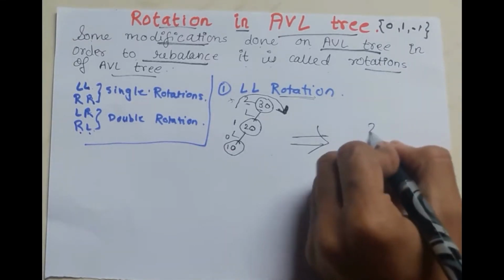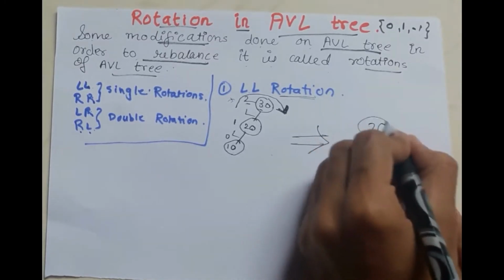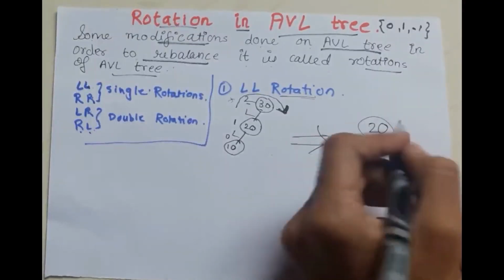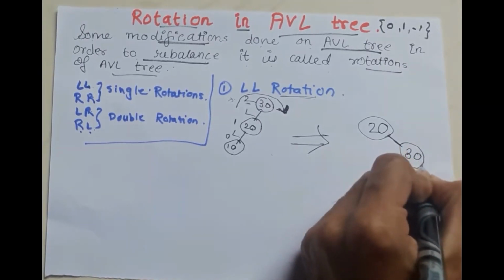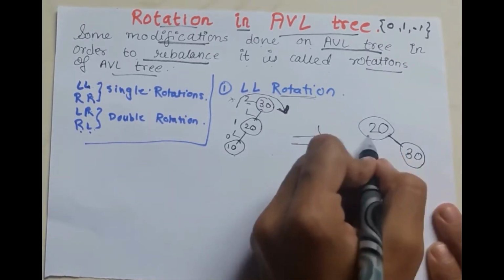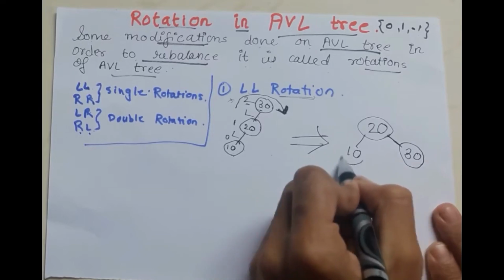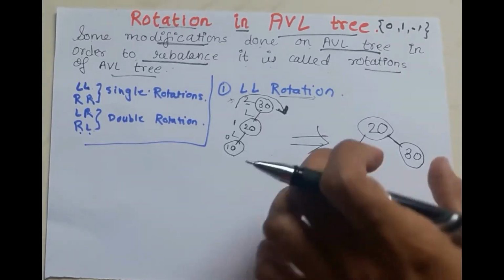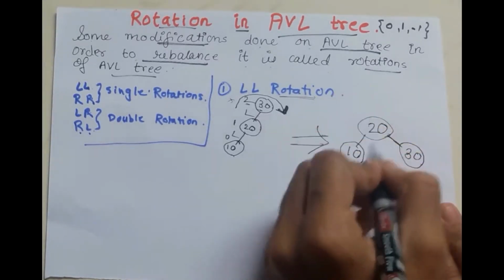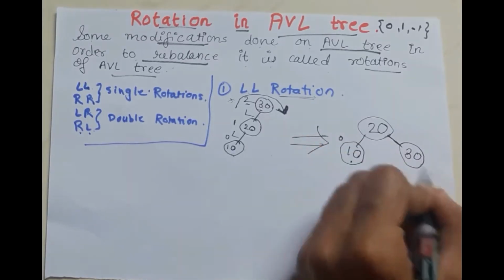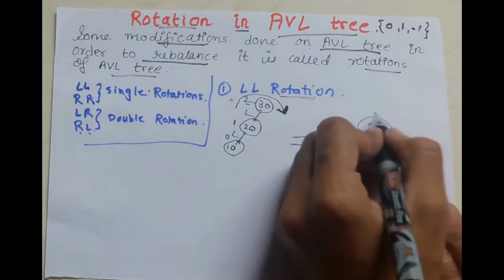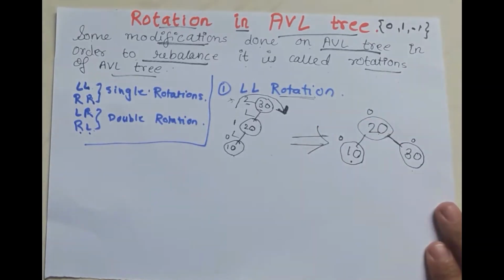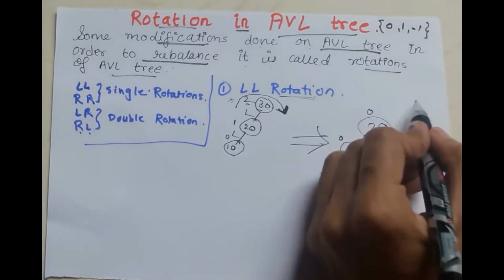See, like this. 20 will become the root. 30 will be pulled. It will be attached as a right subtree to 20 and 10 will be left subtree for 20. Okay. Now again we'll check the balance factors. So the balance factor for this node is 0. This 0. 20 is 1 minus 1, that is 0. Okay. Now the balance factors are maintained.